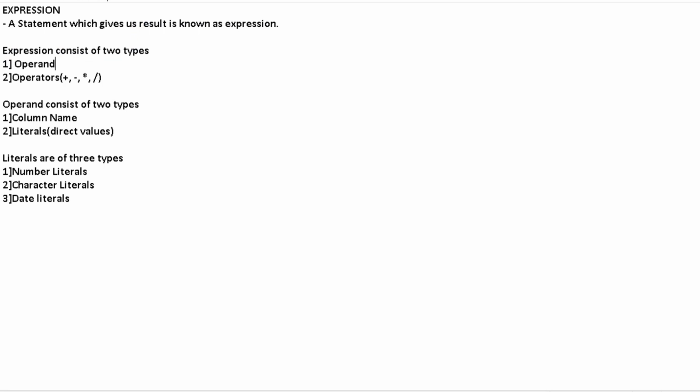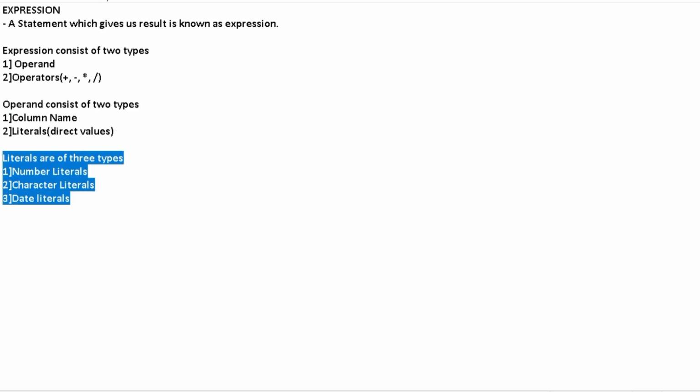Expressions consist of two types. First is operand and second one is operators. Operator means your arithmetic operators: addition, plus, minus, multiplication, division, etc. Then the operand will fall apart into two types: first is column name and second one is literals. Operand has two types, column name and literals.